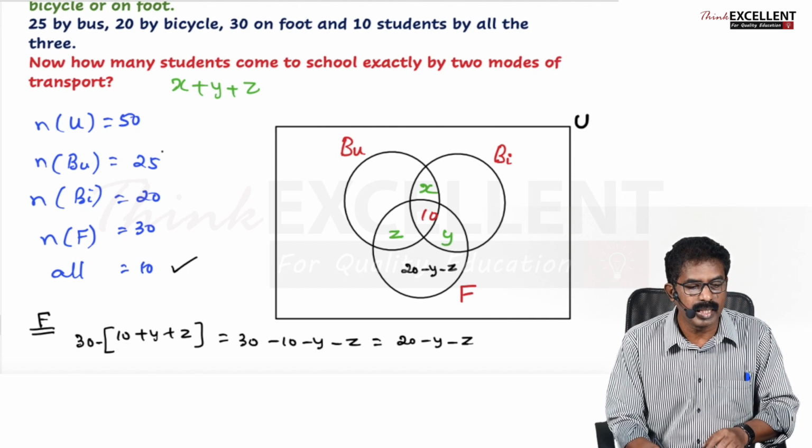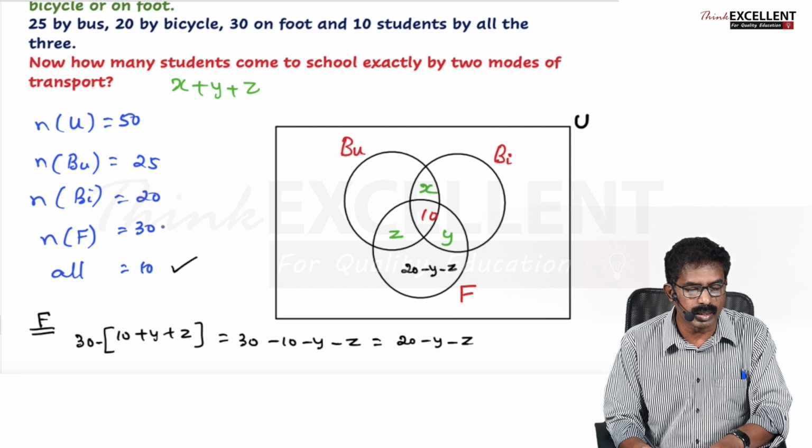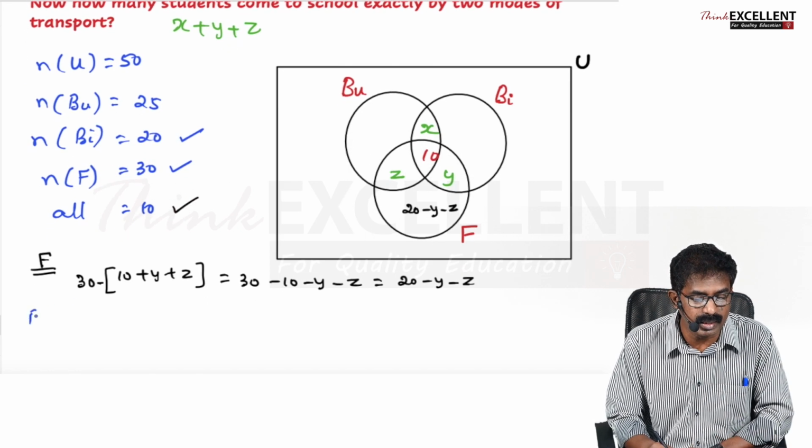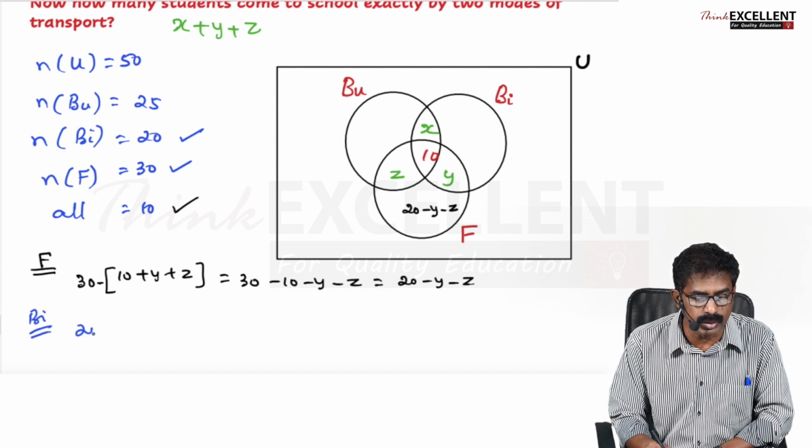Same way, you take the next one. Next one you take. Now bicycle, totally it is 20, right? For bicycle it is 20. You are totally 20.